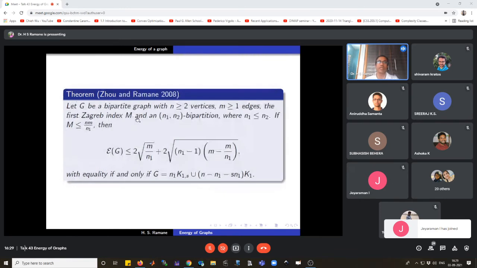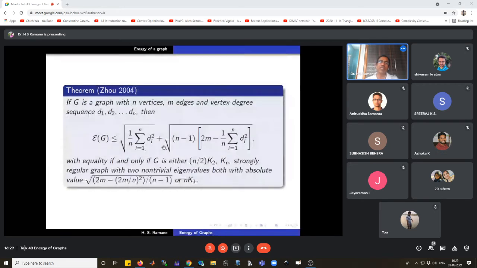Then in 218 another bound is given for the energy of a bipartite graph. So G is a bipartite graph with n points and m lines, and first Zagreb index, that is M1. Sum of di square is called the first Zagreb index. The sum of the squares of the degrees of all vertices is called the first Zagreb index.